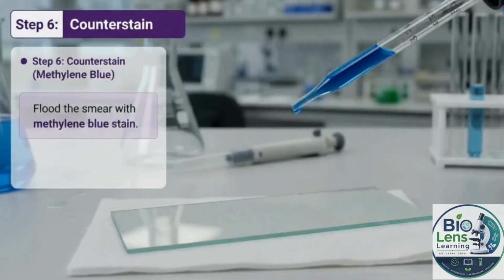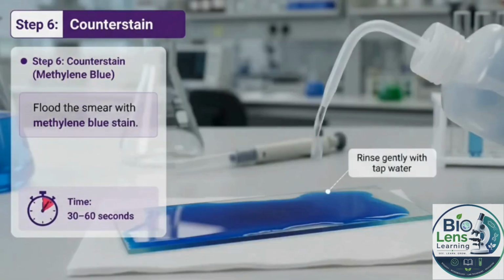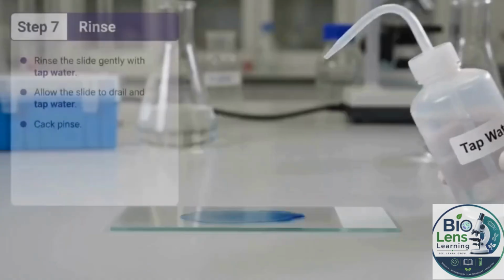Step 6. Counterstain with methylene blue. Flood the smear for 30 to 60 seconds. Then, rinse gently with tap water. Acid-fast bacteria appear red.